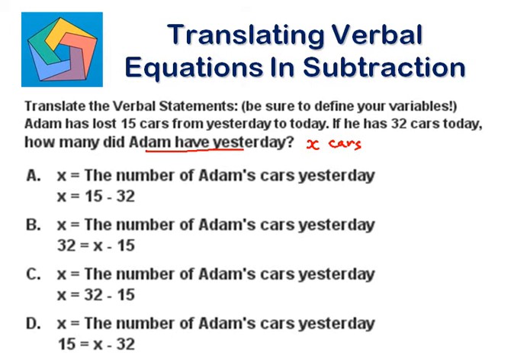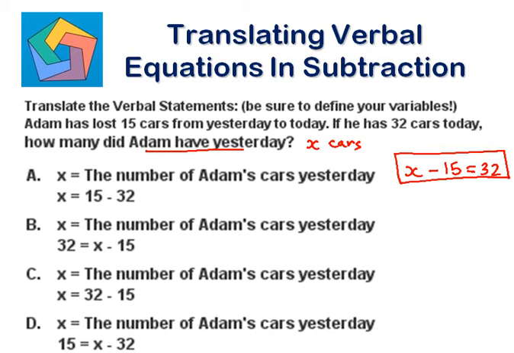Now, it says Adam has lost 15 cars from yesterday to today. So, X minus 15. Today's amount will be equal to X minus 15, since Adam had lost 15 cars from yesterday to today. And it is given that he has 32 cars today, so this should equal 32. So x minus 15 is equal to 32, where x represents the number of cars Adam had yesterday.